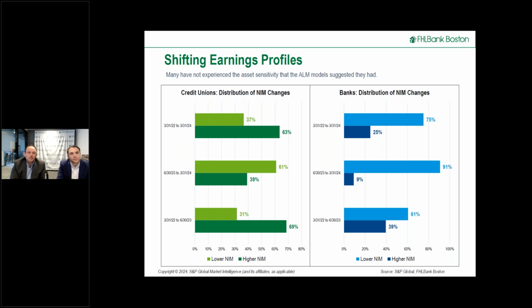The thing that we can attribute that to is that there are a considerable number of smaller credit unions who hold exceptionally high levels of cash, and that is the ultimate asset-sensitive asset. So they have been fortunate to benefit from the rise in rates.